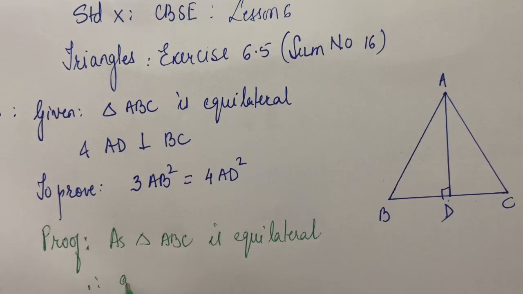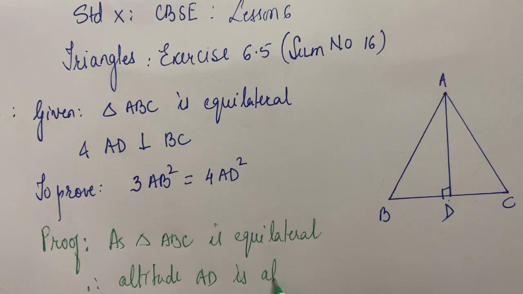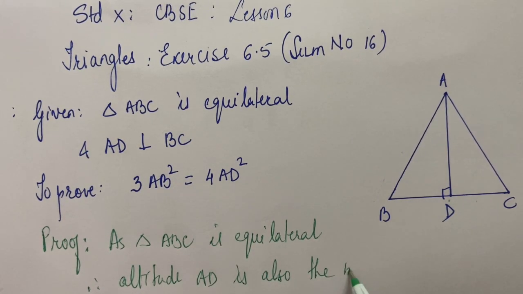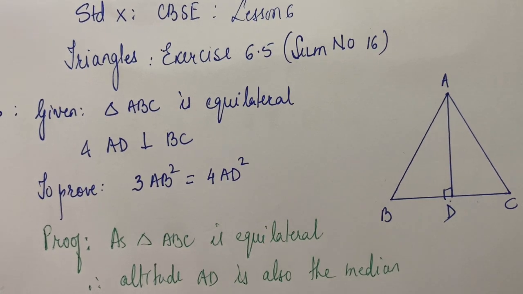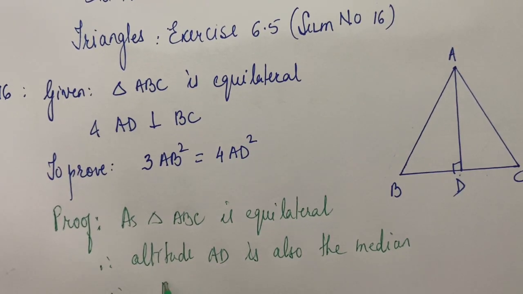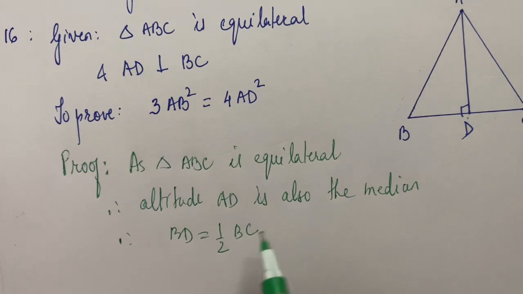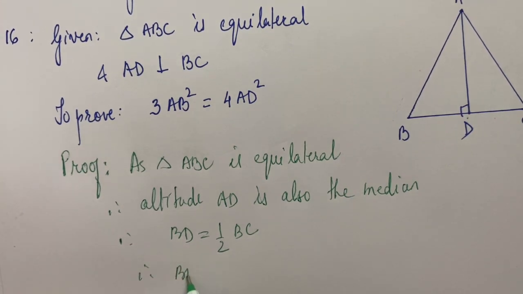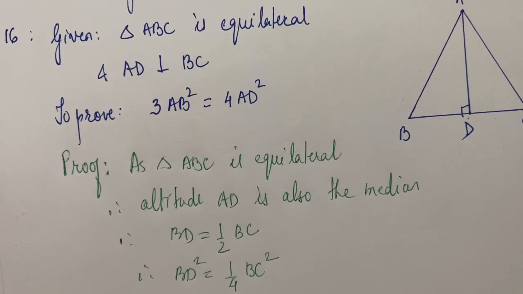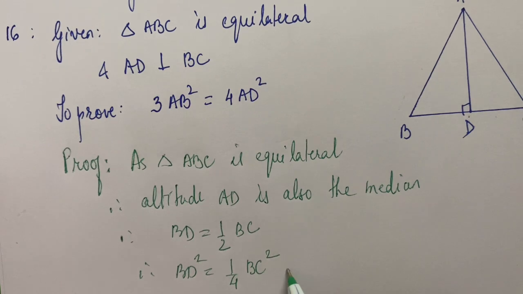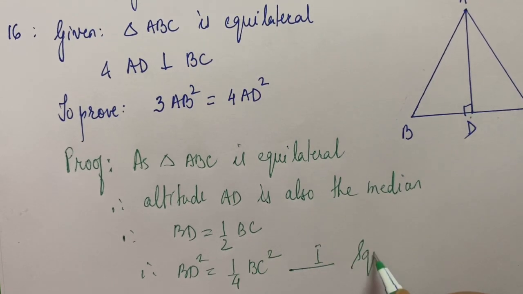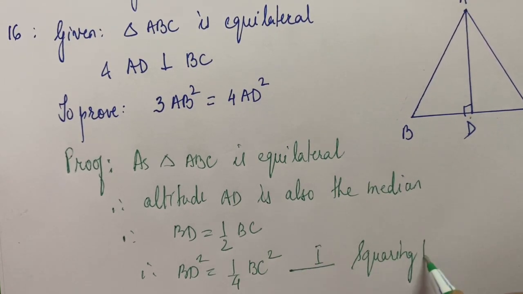So we write this first: as triangle ABC is equilateral, therefore altitude AD is also the median. Therefore, BD is half BC. Okay, BD is half of BC. So BD square will be equal to 1 upon 4 times BC square. Squaring both sides. This is your 1.